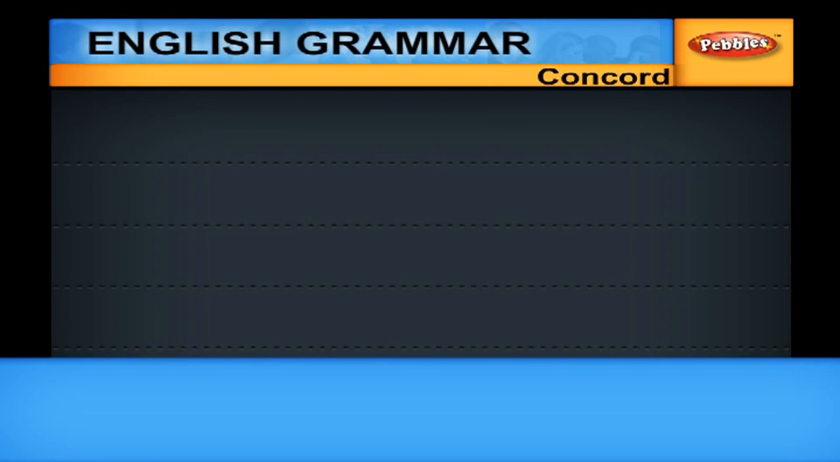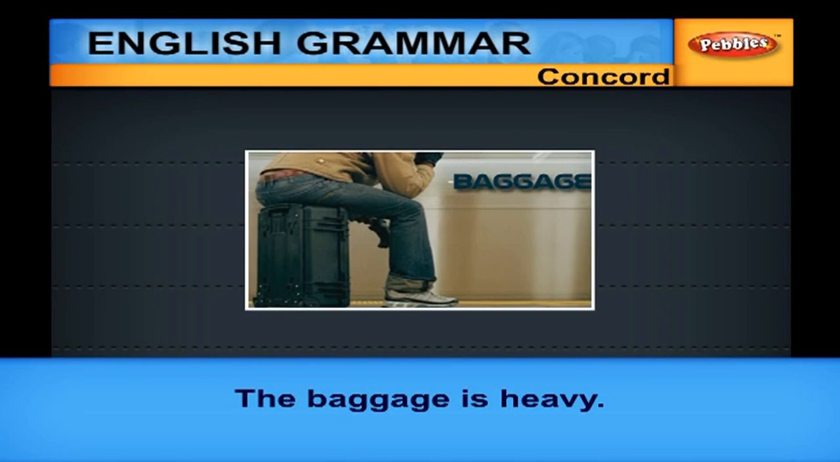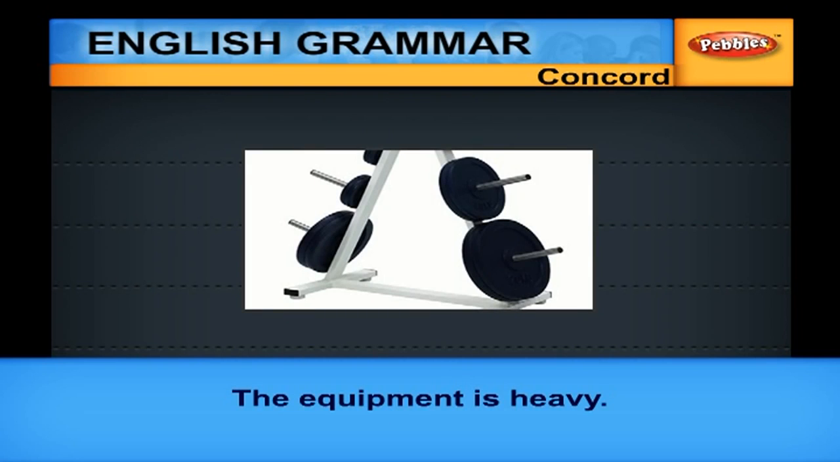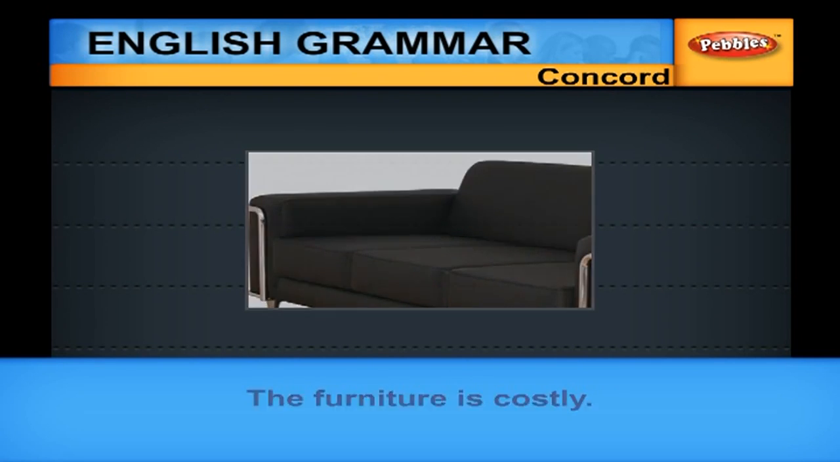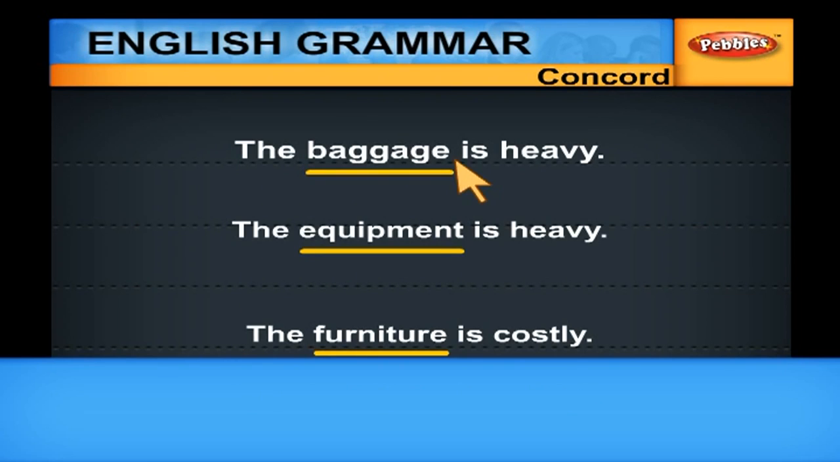Here are some more uncountable nouns which take singular helping verbs. Let's see some. The baggage is heavy. The equipment is heavy. The furniture is costly. Uncountable nouns such as baggage, furniture, equipment, luggage, machinery, scenery should take only singular verbs. Pay attention.